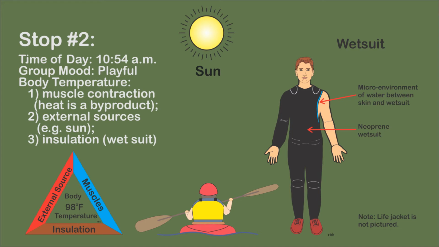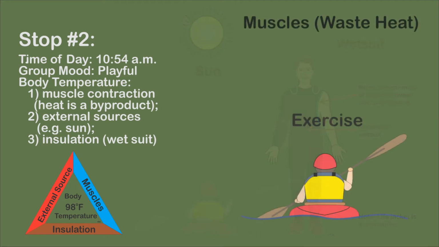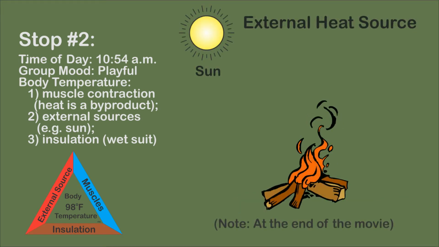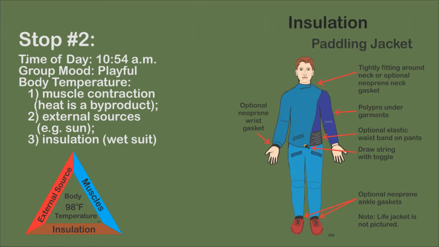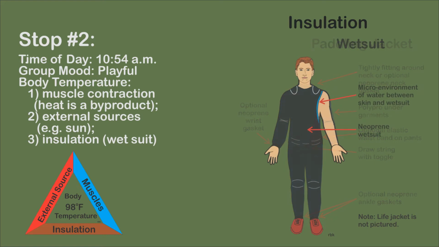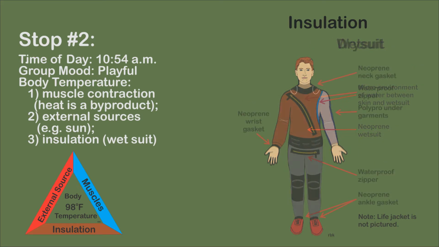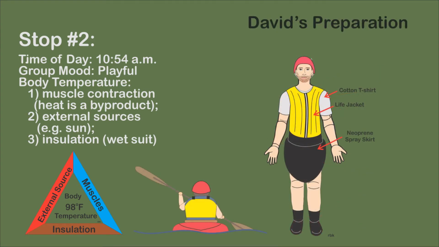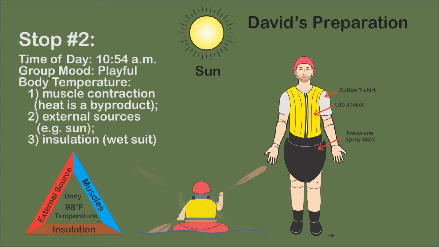The body gains or loses heat three ways. Muscles contract and produce heat, which is used to warm the body. The body at rest produces little waste heat from muscle contraction. The sun and fire are examples of external sources of heat. Clothing provides insulation, which retains heat. Add or remove any of the three sources to be comfortable. David relies on exercise and the sun to maintain a comfortable body temperature.